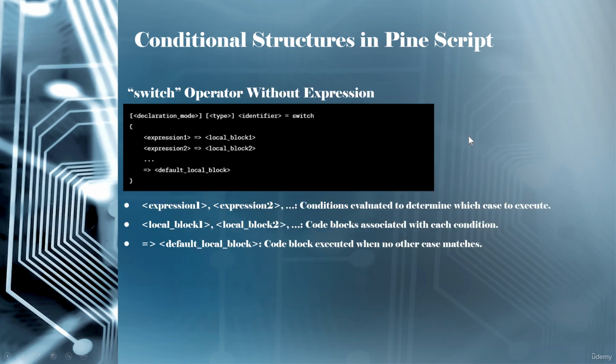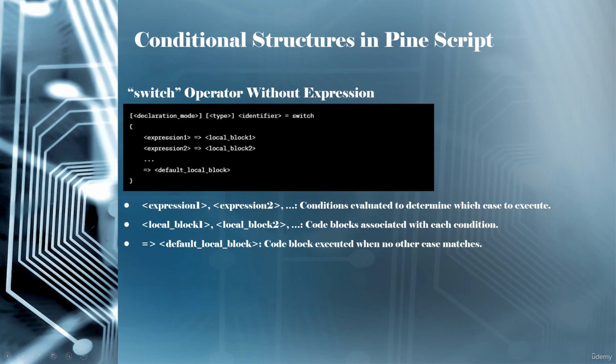So now, let's review the switch operator example without expression. In this case, expression 1 and expression 2 conditions are evaluated to determine which case to execute. Local block 1, local block 2 are code blocks associated with each condition. Default local block is the code block executed when no other case matches.